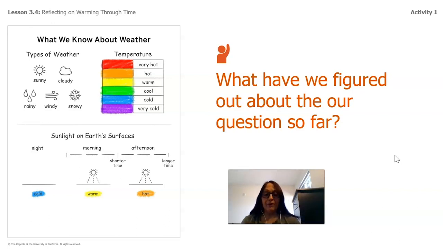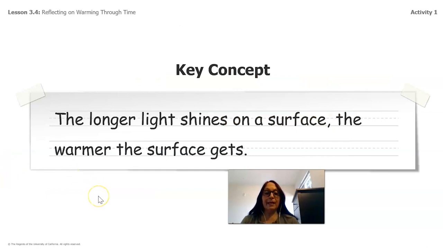So here, once again, we have what we figured out about our question so far. We have all this information that we've collected, the different types of weather. We have temperature with our thermometer. And we have seen that the longer the sunlight is hitting the surface, the hotter it's going to be. And the shorter, then it's going to be less hot. So it will be warm and then it gets hot. That's what we've learned so far. So our key concept is that the longer light shines on a surface, the warmer the surface gets. We've seen that over and over again in all the lessons.